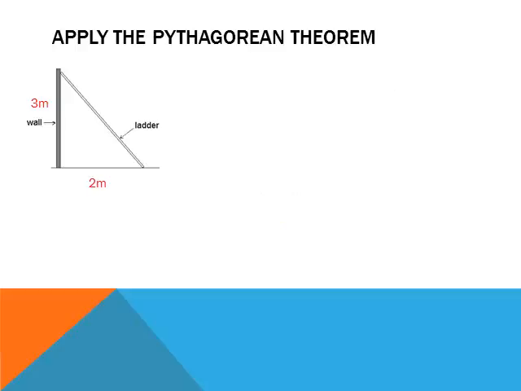All right, here's the solution. First, I state the Pythagorean theorem, a squared plus b squared equals c squared. And then I see that my a equals 3 meters and my b equals 2 meters. So I plug that into the formula and I get 3 squared plus 2 squared equals c squared. I calculate my squares and I get 13 equals c squared.